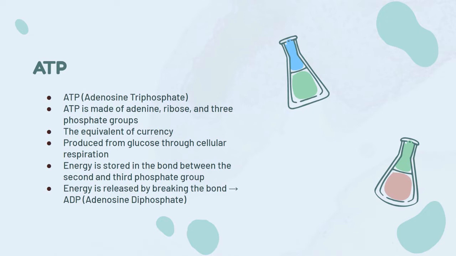Of course, rupees and won are also just money, but you can't really use it in the US unless, of course, you convert it. Energy is stored in the bond between the second and third phosphate group, and energy is released by breaking the bond and forming ADP, or adenosine diphosphate. It's called adenosine diphosphate because the third phosphate group was just shot off, so now there's only two phosphate groups, hence diphosphate instead of triphosphate.